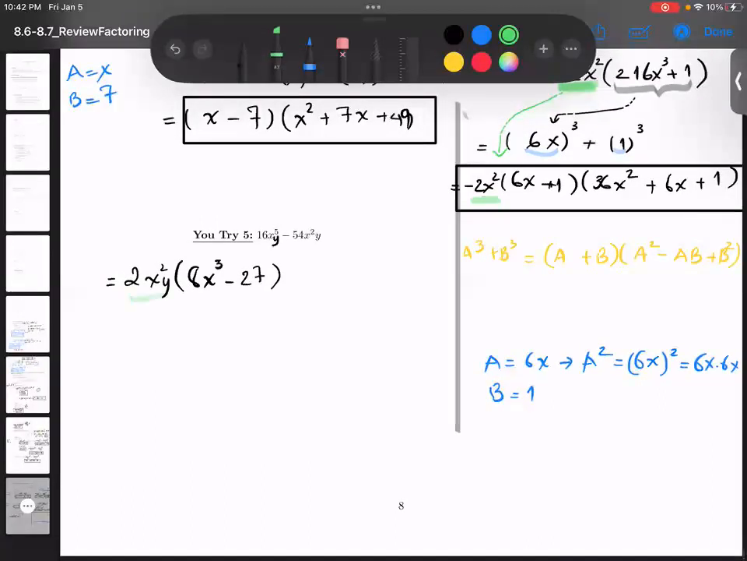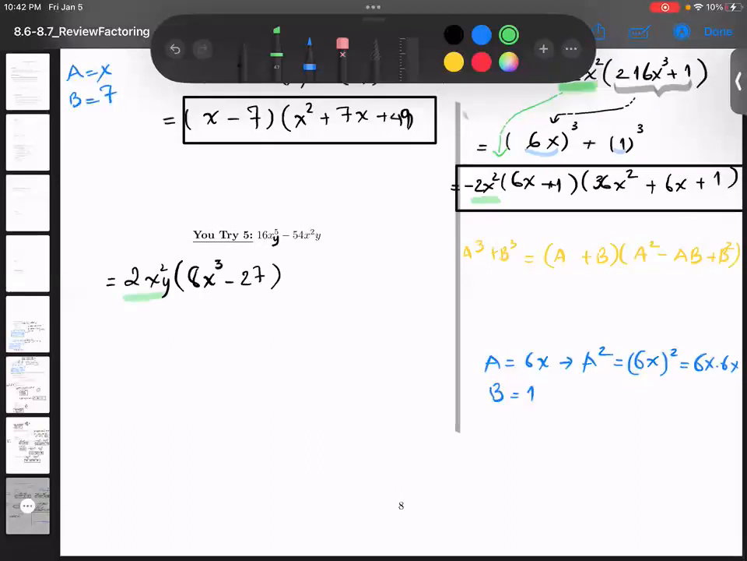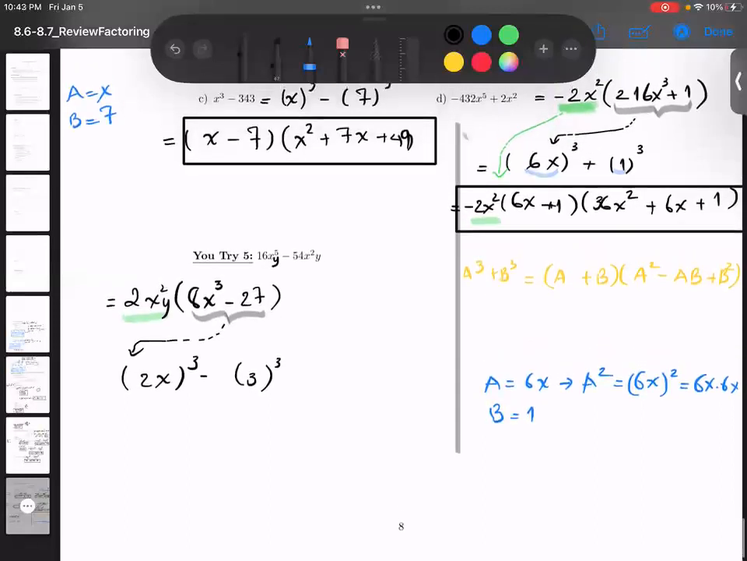Again, we're going to leave this GCF alone for now. We'll put it back at the very end. Right now, I should only focus on factoring the difference of 2 cubes. So 8x cubed, so something cubed minus something cubed. 27 is easy. That would be 3 cubed. 8x cubed, that would be 2x quantity cubed. And now my A is 2x, B is 3.